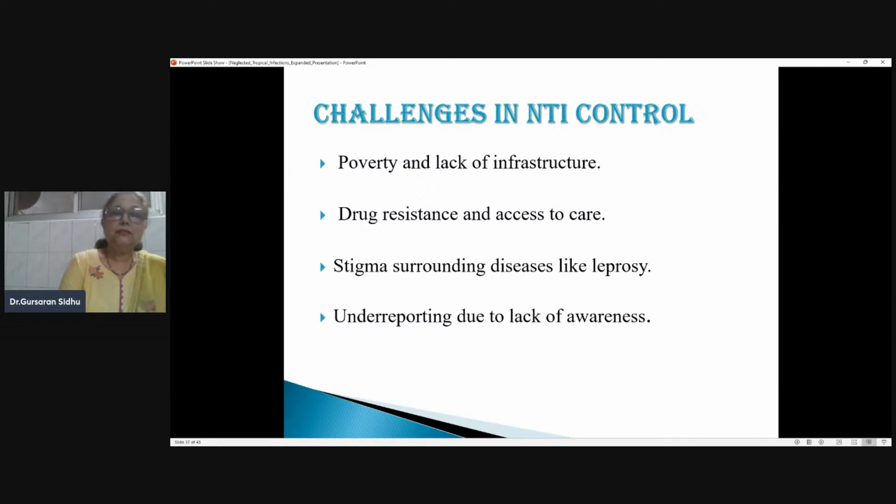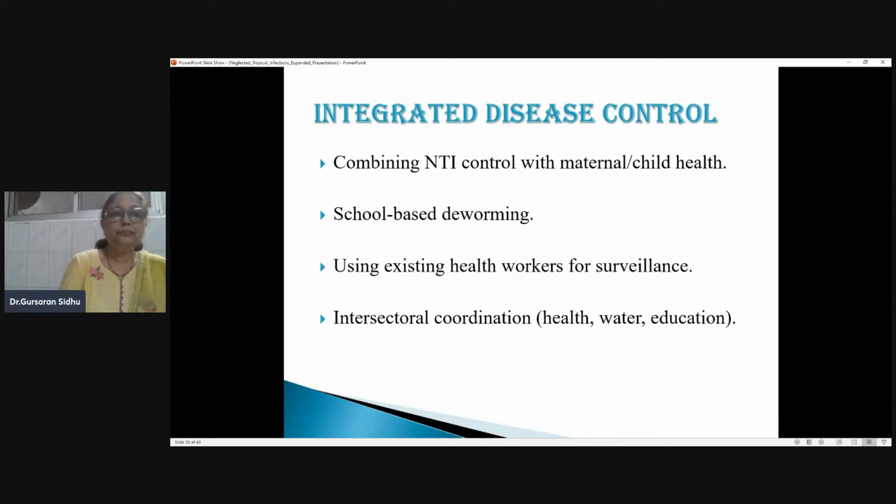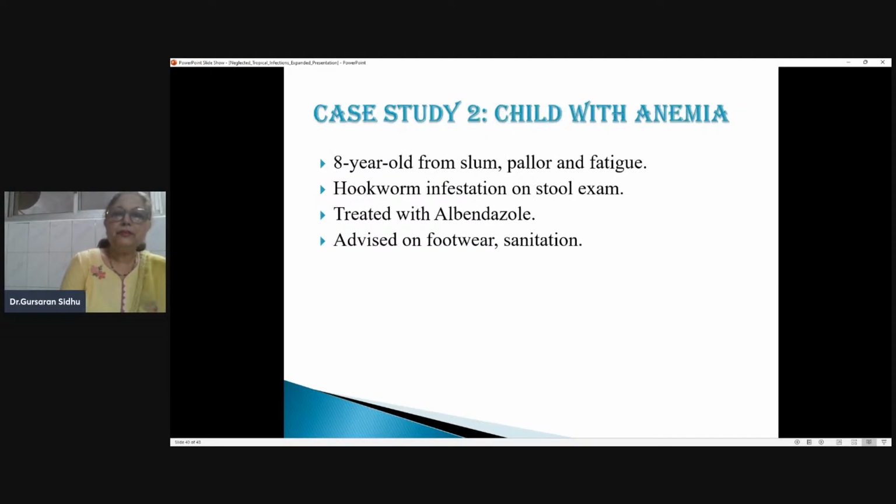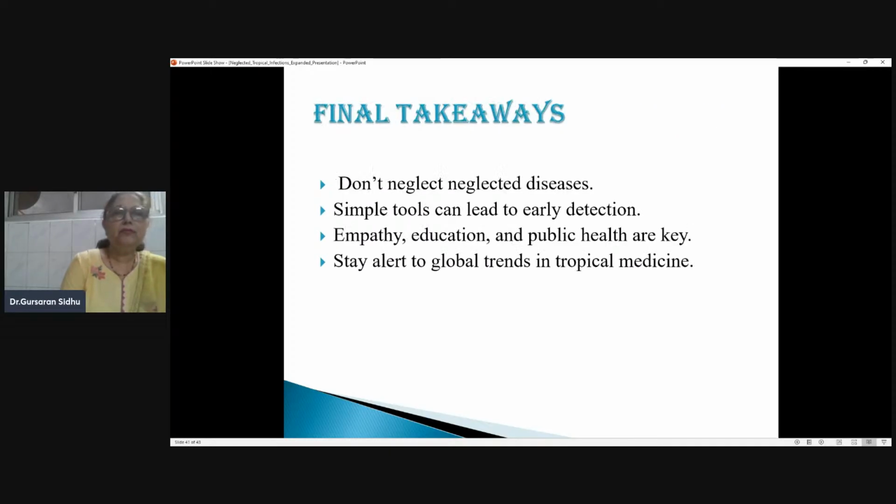There are lots of challenges: poverty, lack of infrastructure, drug resistance, stigma, and underreporting. So, integrated disease control, combining these controls with maternal and child health education, school-based deworming, using existing health workers for surveillance, and intersectoral coordination between health, water, and education. Again, I said migrant with the rash, we talked about leprosy, don't miss it. And infections, I told you about it. We do see cases, lots of children, and in schools also, we must deworm.